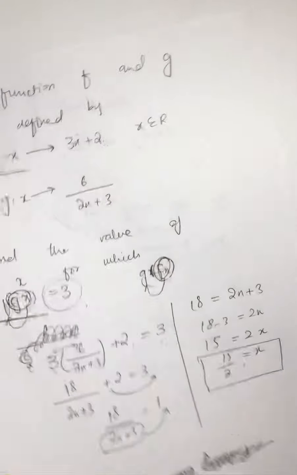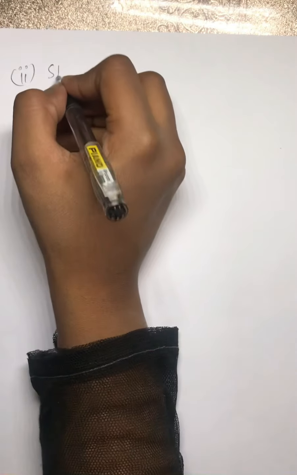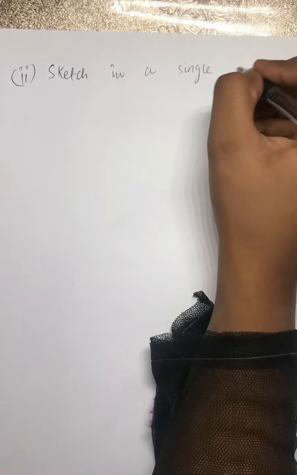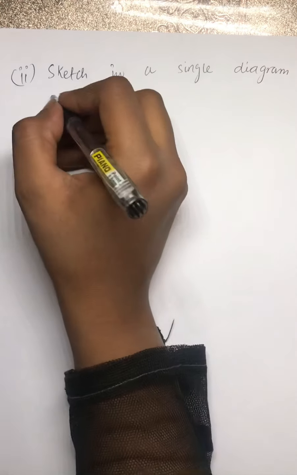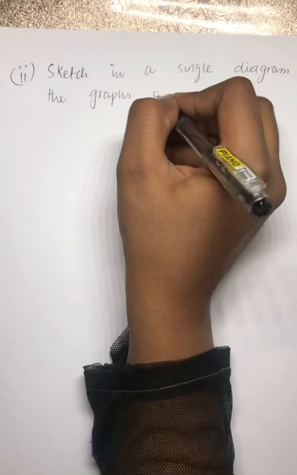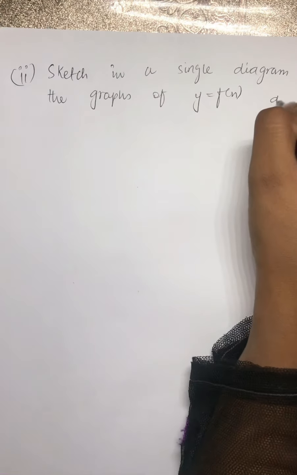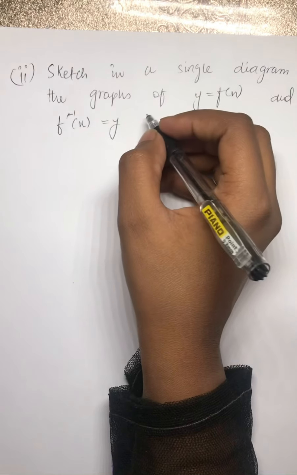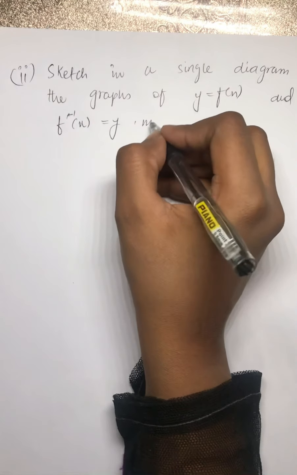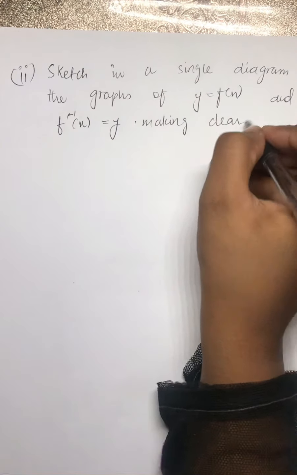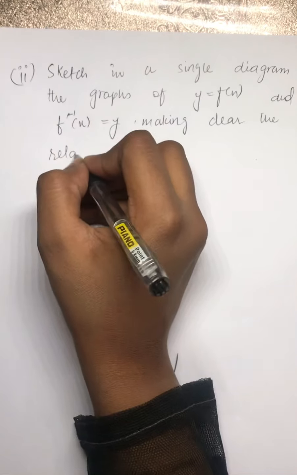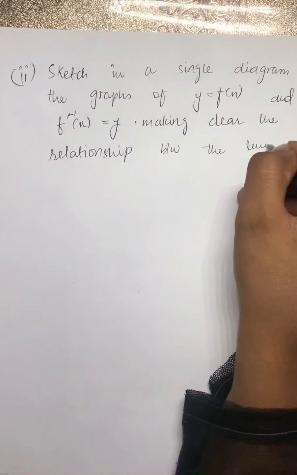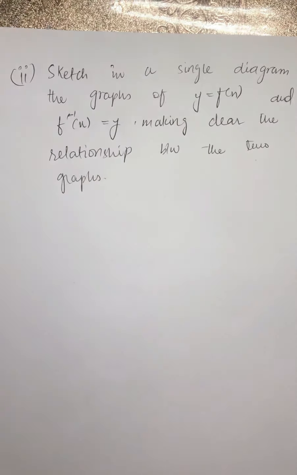Now let's move on to the next. Sketch in a single diagram the graphs of y equals f of x and y equals f inverse of x, making clear the relationship between the two graphs. This is the second part.